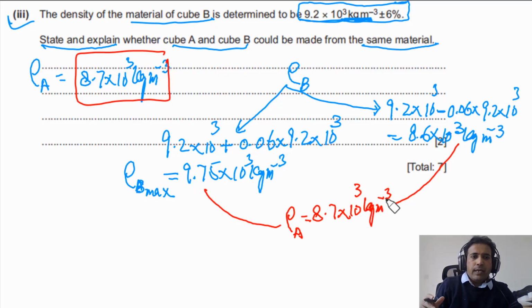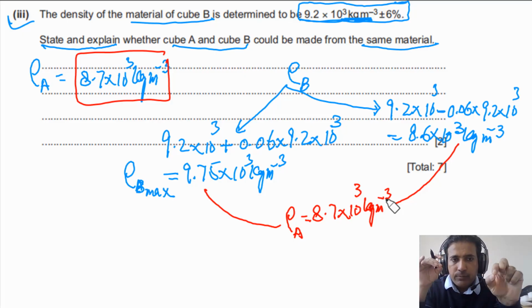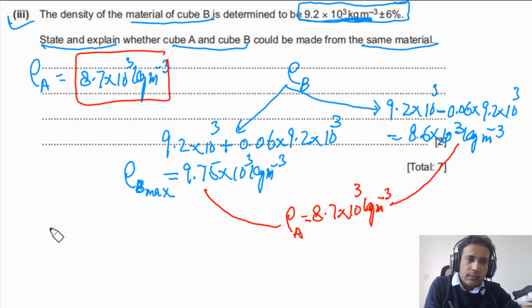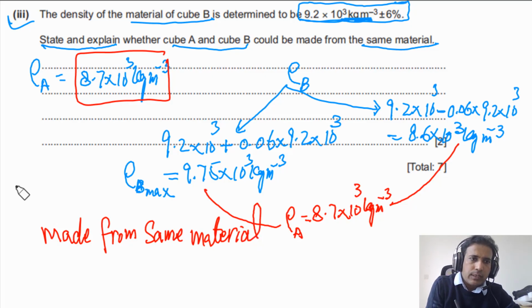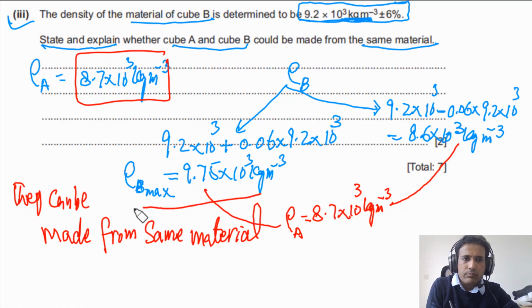So we can say, as the range of values of B is from 9.75 times 10 to the 3 to 8.6 times 10 to the 3 kg per cubic meter, the density of material A lies in this range. So they can be made of the same material. So the conclusion: made from the same material. This is how you need to answer this.